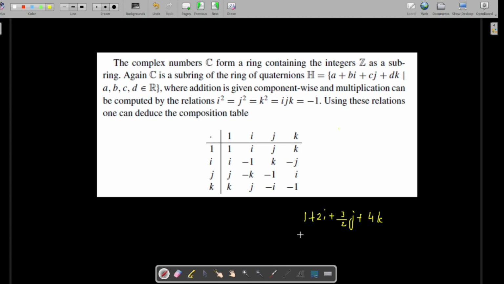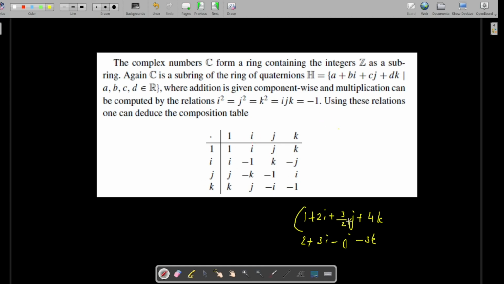And when you want to add two elements, say another element in H is 2 + 3i - j - 3k. Suppose you add these two elements component wise, that is 3 + 5i + (1/2)j + k. In that way you have to add the elements component wise. That is addition defined here, and multiplication is defined in this way.